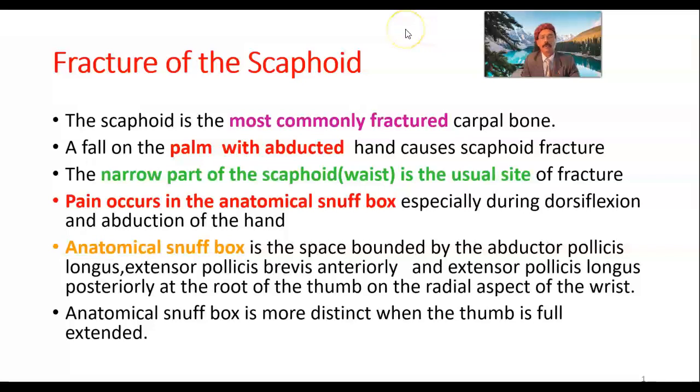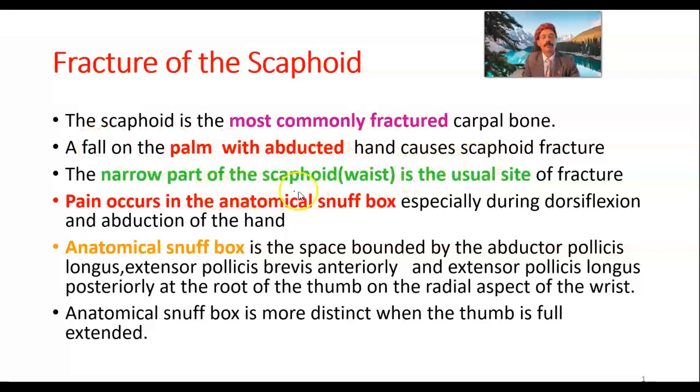Today I will discuss fracture of the scaphoid. The scaphoid is one of the 8 carpal bones, and it is the most commonly fractured carpal bone. A fall on the palm with abducted hand causes scaphoid fracture. That means a fall with the palm down, with the stressed hand, and the person may get a scaphoid fracture.